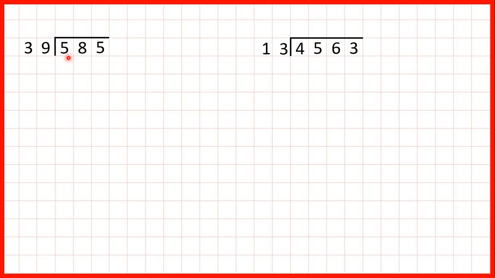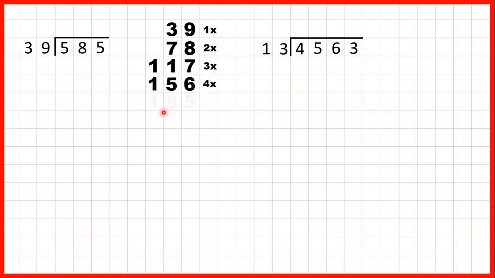Now we have 585 divided by 39. So we need to work out our 39 times table. 39 is 1 times 39. Then we get 78 for 2 times, 117 for 3 times, 156 for 4 times, and 195 for 5 times.